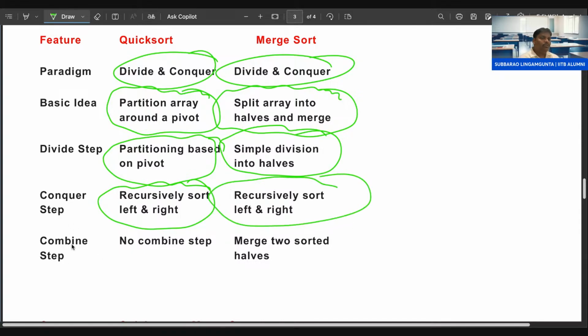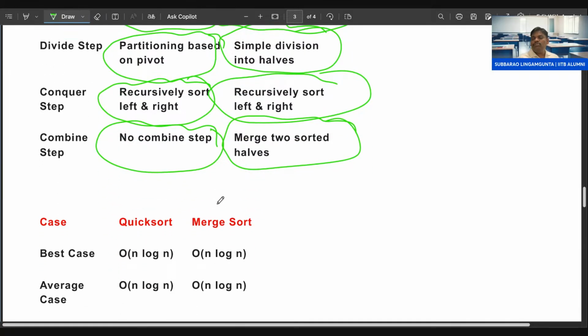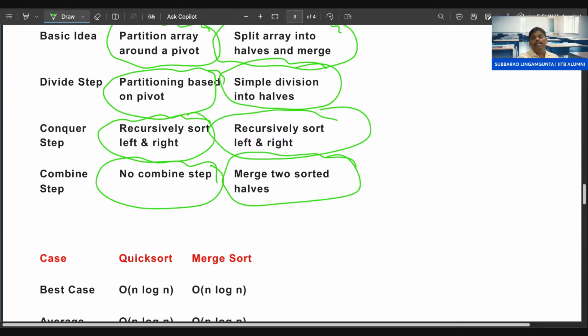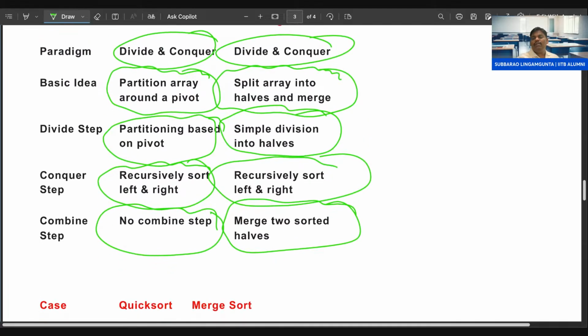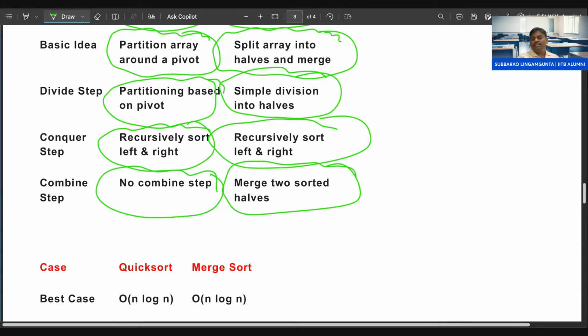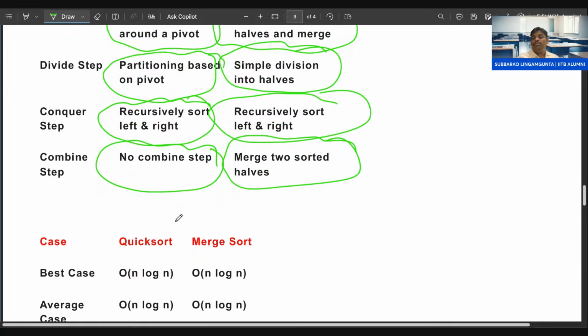But if you see the combine step, in quick sort there is no combine, because it is already sorted after conquer is over. But in the case of merge sort, you merge two sorted halves. In merge sort, merging is required. In quick sort, merging is not required. In both cases you have to apply divide. So both follow the divide and conquer design technique. In quick sort, division is done based on the pivot. In merge sort, division is done blindly into two parts. In quick sort there is no combine, but in merge sort there is a combine.